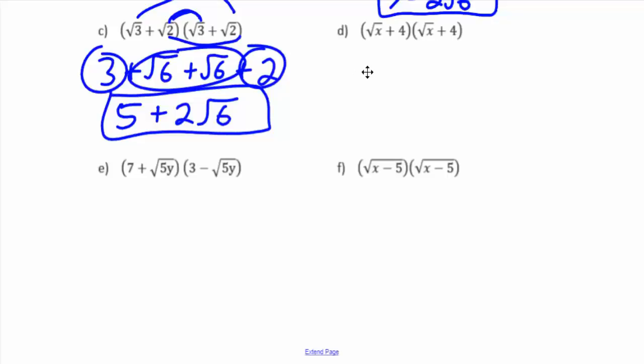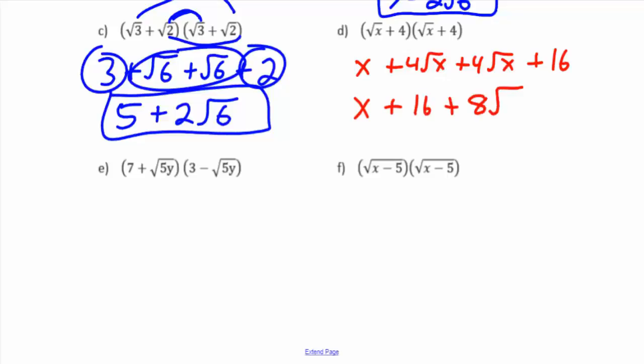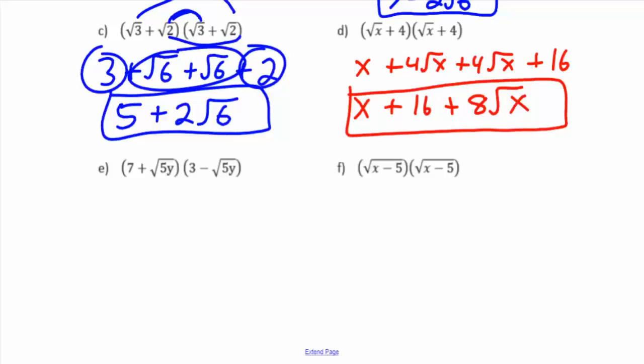Radical x times radical x, that's just x. And then outside here I have 4 radical x. And then these on the inside here, I have 4 radical x again. And then 4 times 4 is 16. So now I get x plus 16 plus 8 radical x. And that's all I can do. I can't simplify any more than that because I don't have like terms.